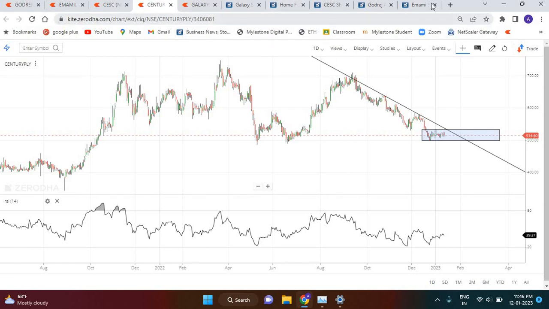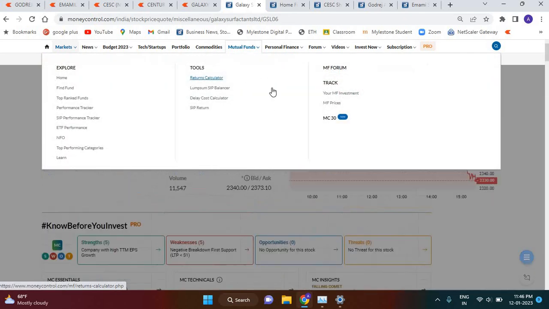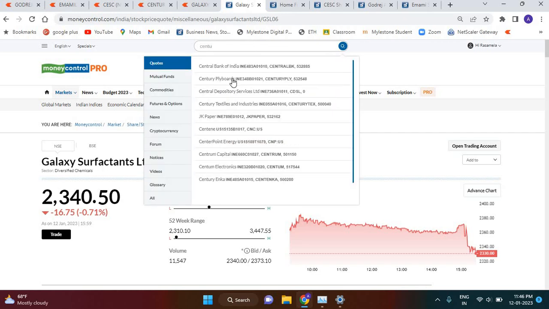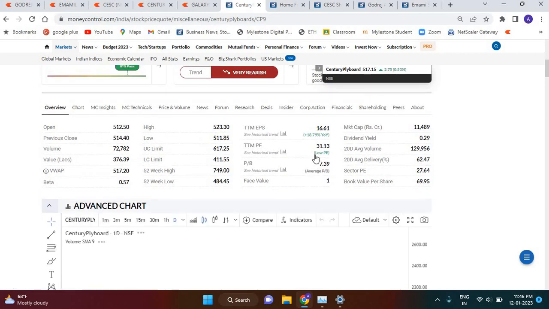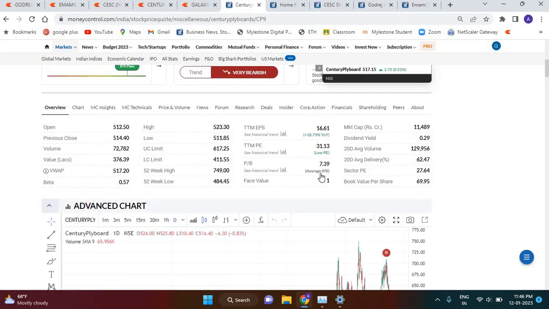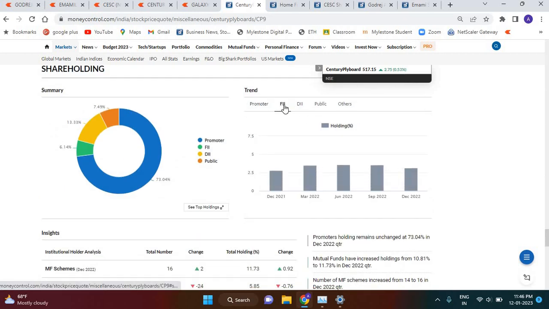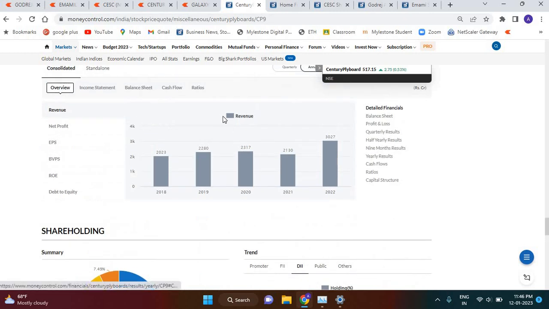Century Plywood. Okay, I have not taken Century here, so I think I need to add Century here. We'll add it here only, we'll take Century. So this is Century Plywood. Similar, low PE, average PBV, then shareholding. FII is reducing slightly, DII is increasing that much. So nothing much to discuss there.